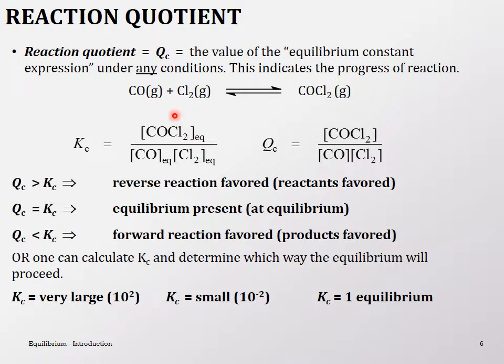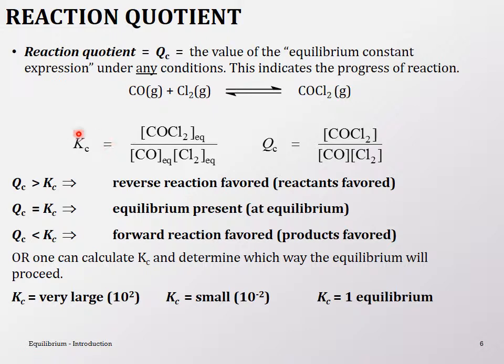So for example, you have this reaction where you have carbon monoxide plus chlorine to give you COCl2. The Kc expression for this is COCl2, which is the product, over the reactants. The Qc calculation is exactly the same way, so that doesn't change at all. The only thing is that Qc is not at equilibrium, it is happening at any time. So you can calculate the reaction quotient at any given time, whether it's initial or after 2 hours or after 4 hours, whatever it is. That's when you calculate Qc.